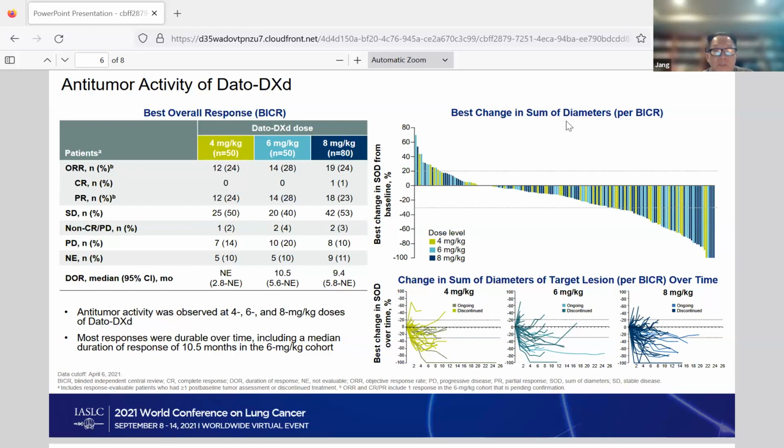So my personal feeling about this is it may not be just a single agent Dato-DXd. I think most likely it's going to be in combination with another agent, maybe a checkpoint inhibitor, maybe another agent, and maybe even chemotherapy. I don't know, I'm just postulating. If it didn't show OS, it probably will be a trend favoring OS. That's at least what I'm thinking about.